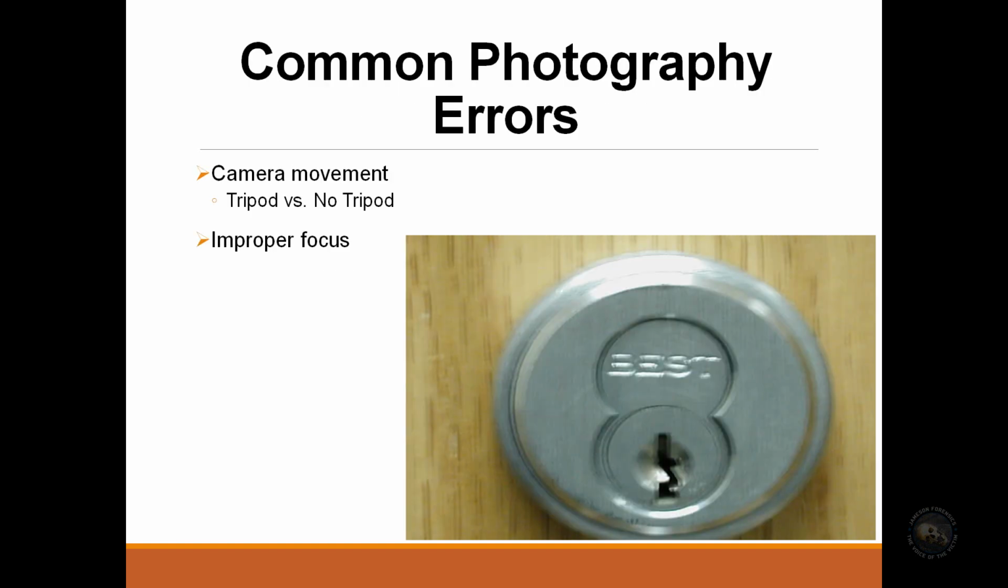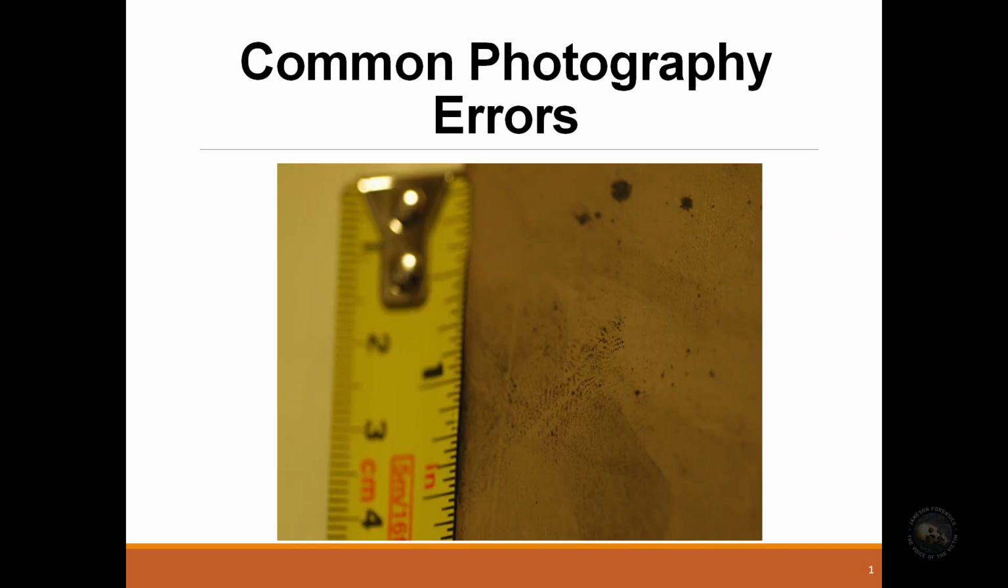So, some common photography errors. One is that there is camera movement. This person should have put this on a tripod, and it makes it shaky and unfocused. And this is a picture of a latent fingerprint. As you can see, it's not on the same plane, and it's taken at an angle, and the depth of field is wrong.